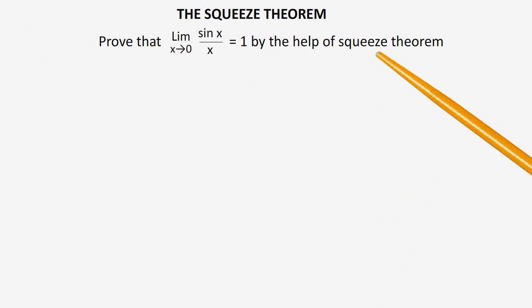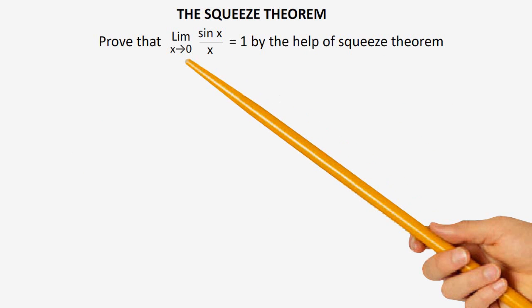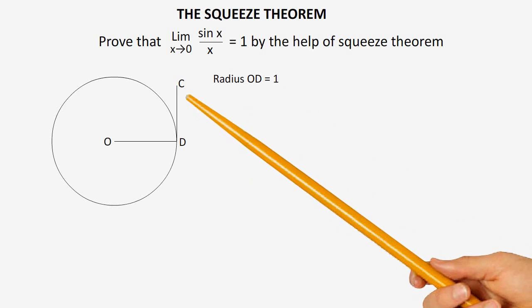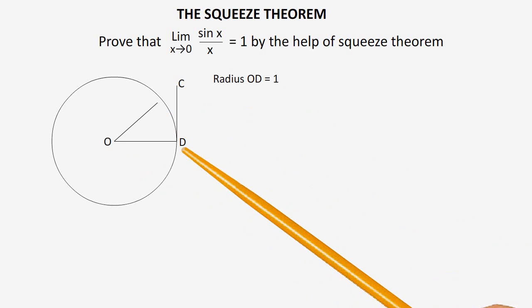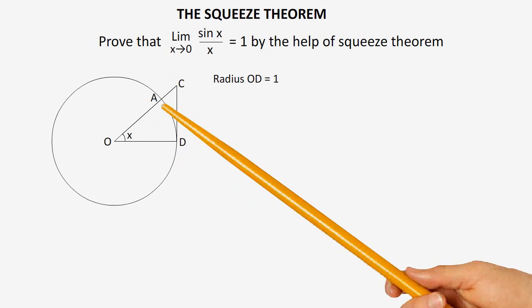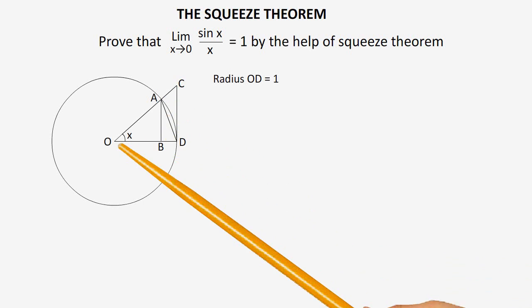Now, with the help of the squeeze theorem, we will prove the standard limit sin x by x equals 1 when x approaches 0. For this purpose, we draw a circle of radius equal to 1, called the unit circle. Therefore, radius OD equals 1. From the point D, draw a line DC perpendicular to OD. Join OC such that angle COD equals x radians. Let OC meet the circle at point A. Join AD and from A draw AB perpendicular to OD.